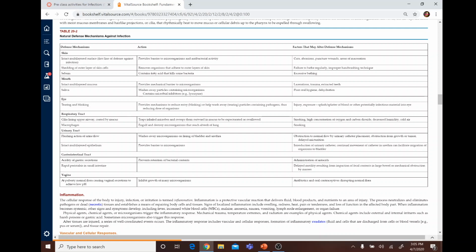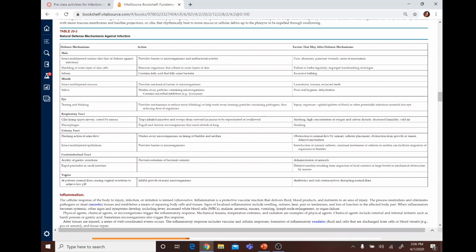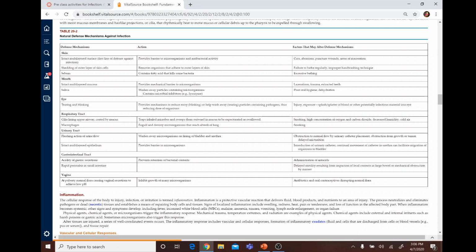Basically catheter and continued movement of the catheter. Talk about the gastrointestinal tract. What is the action of the acidity of gastric secretions? Prevents retention of bacterial contents. What are the factors that may alter defense mechanisms of acidity of gastric secretions? Antacids. What are the factors that may alter defense mechanisms of rapid peristalsis in the small intestine?